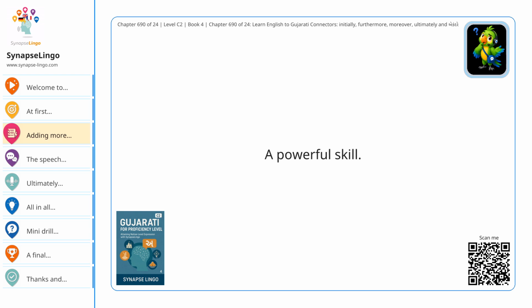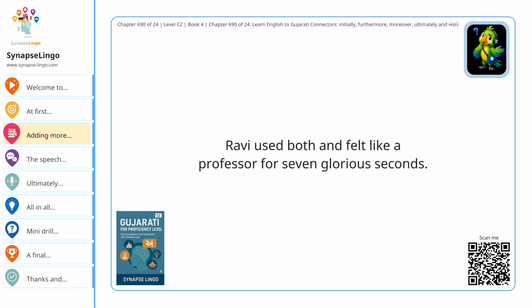A powerful skill. A simple pattern is this. One point, then another. The plan is cheap. આ ઉપરાંત. It is effective. The book is useful. વધુમાં. It is cheap. Quick memory trick. વધુમાં and આ ઉપરાંત both add information. One is like furthermore, the other like moreover. Ravi used both and felt like a professor for 7 glorious seconds.